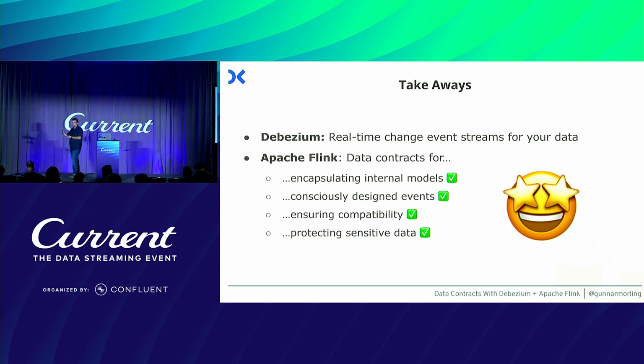Adding Flink and stream processing into the mix helps us to address some of those concerns which you may or may not have around using CDC, right? So as we saw, we encapsulate now our internal data models, because we have a consciously designed or defined version of a message schema which we expose to event consumers, which is independent from our internal schema. So that concern is addressed.